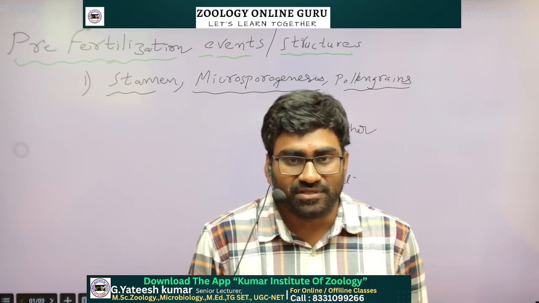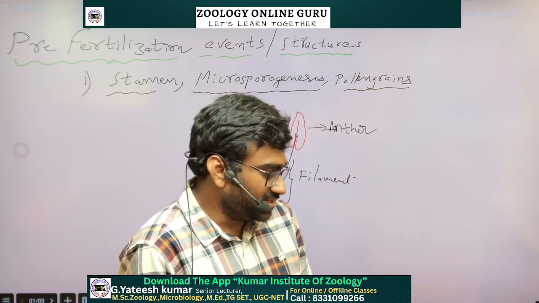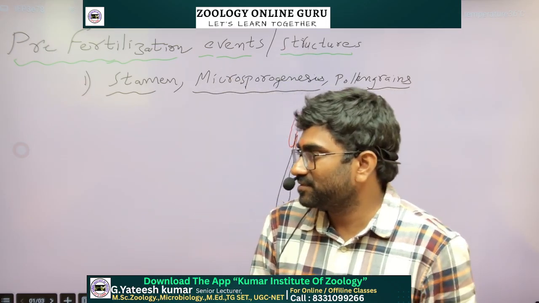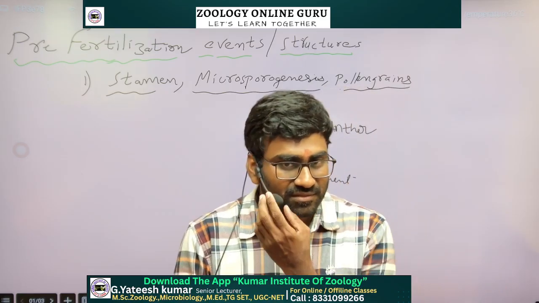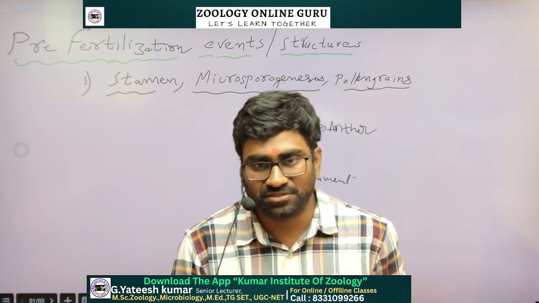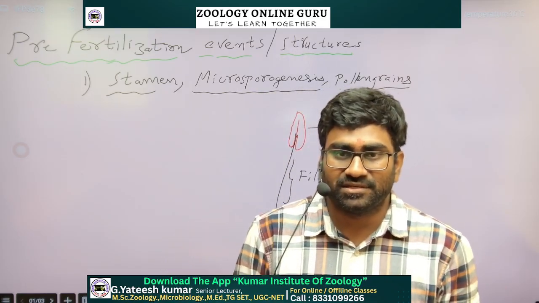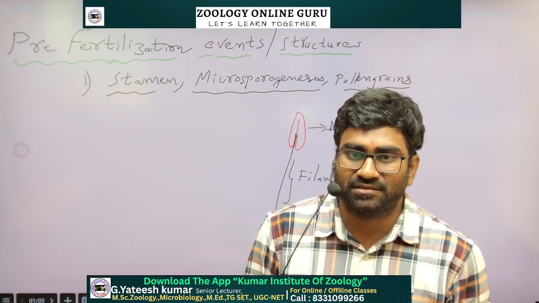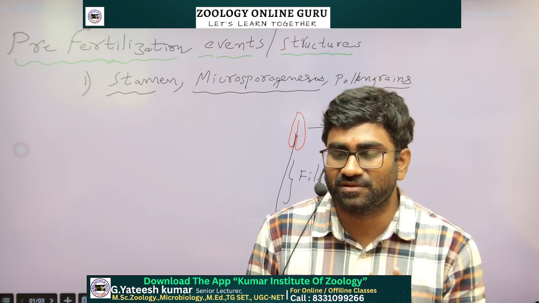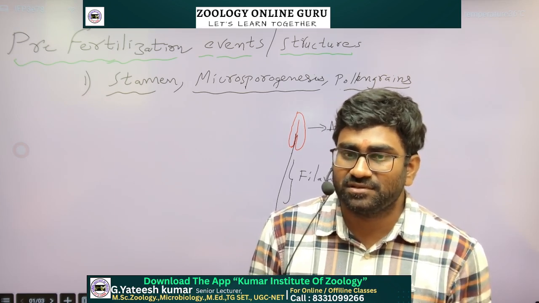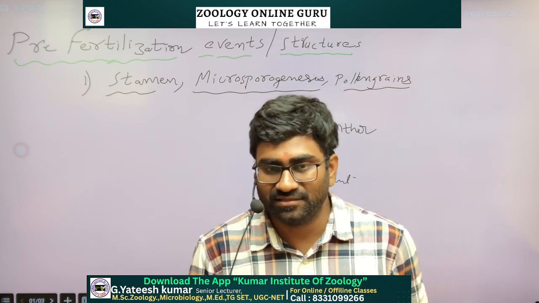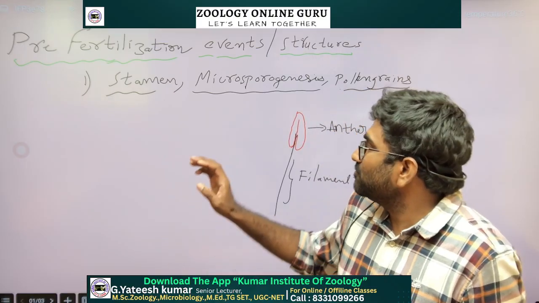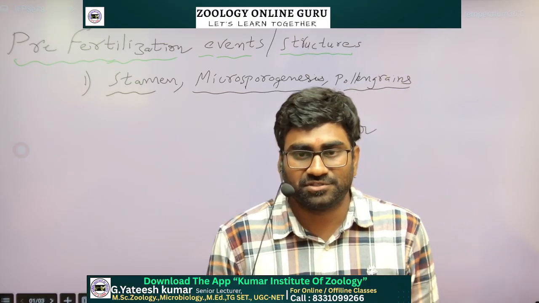Now let us talk about the pre-fertilization structures and events. In this chapter, this is an important topic. From this area, we may get one question in the examination. Initially, several hormonal and structural changes take place, and that results in the formation of the floral primordium. The inflorescence bears the floral buds and then flowers. In the pre-fertilization structures and events, first let us talk about the androecium.